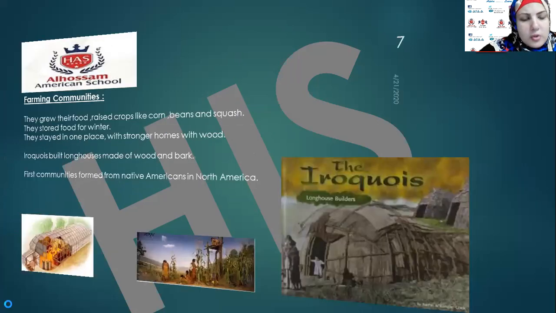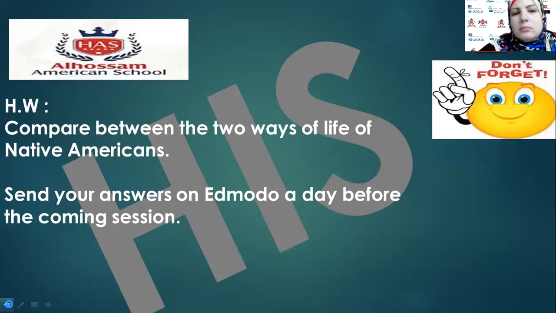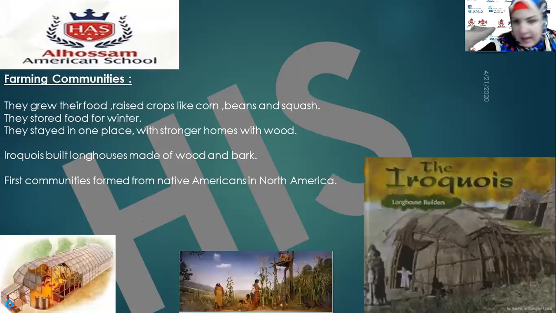Okay, to sum up what we have covered today, because Faris entered late, and also Rudaina. Today we spoke about where Native Americans live. Those Native Americans are divided into two sections. The first section is the hunting community. The second one is the farming community.